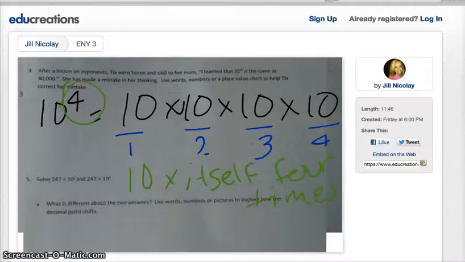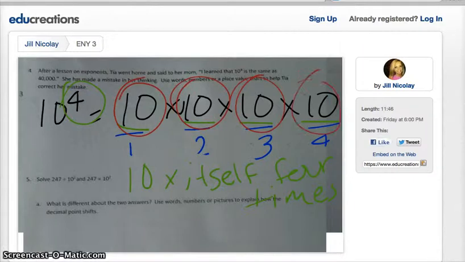Exponents mean 10 times itself 4 times. So 10 times 10 times 10 times 10. There is no 4 actually involved. It's just simply counting the number of tens that we have, which equals 10,000.